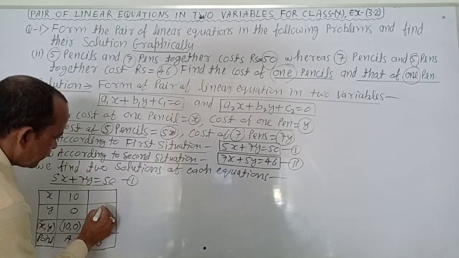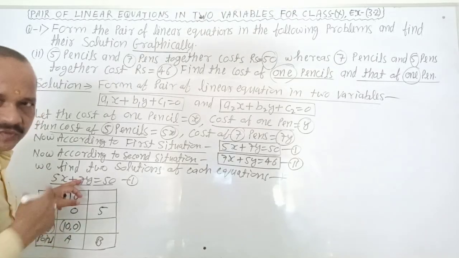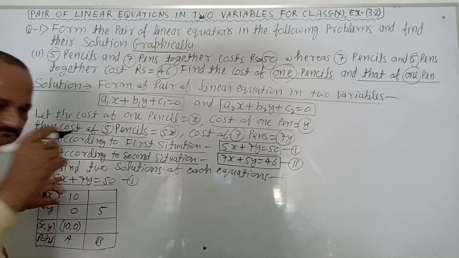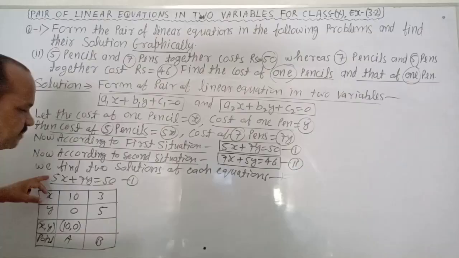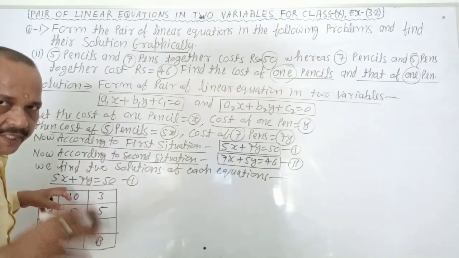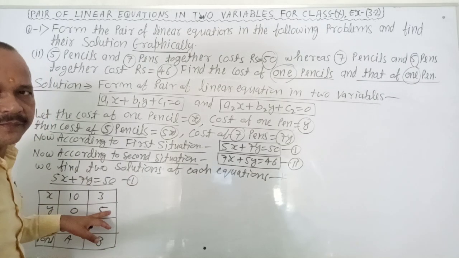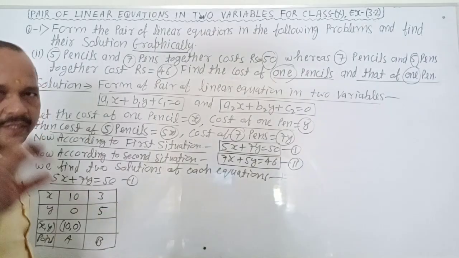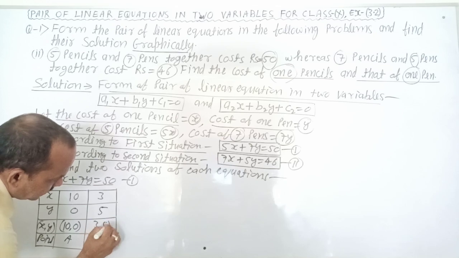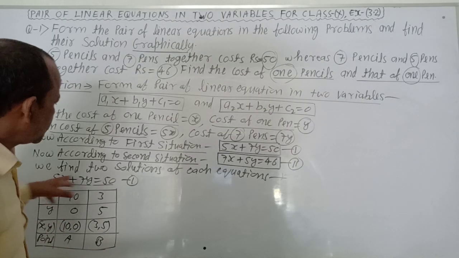Now you put the value of y as 5 here. 5 times 7 is 35. It becomes 35. Now you put the value of x as 3 here. 3 times 5 is 15. 15 and 35 become 50. Both are equal. It means the value of x and the value of y satisfy this equation. Clear? Your coordinate becomes 3 and 5.